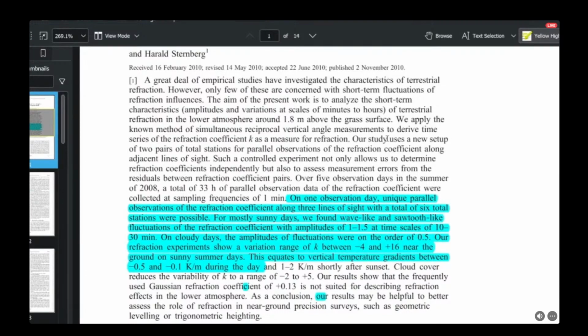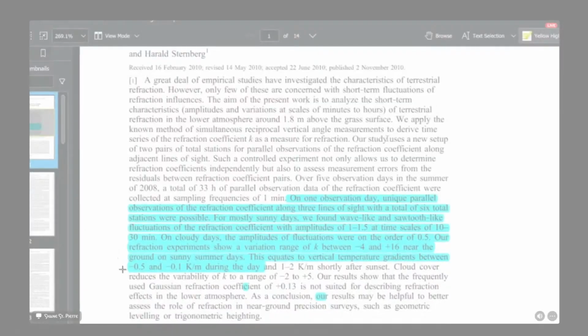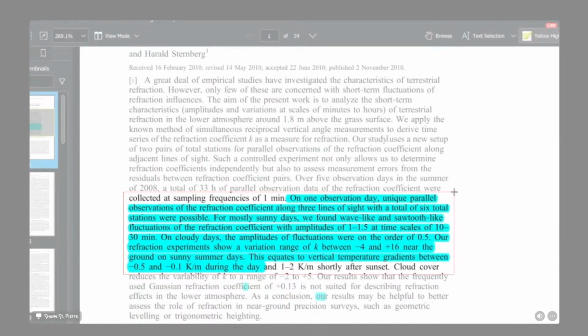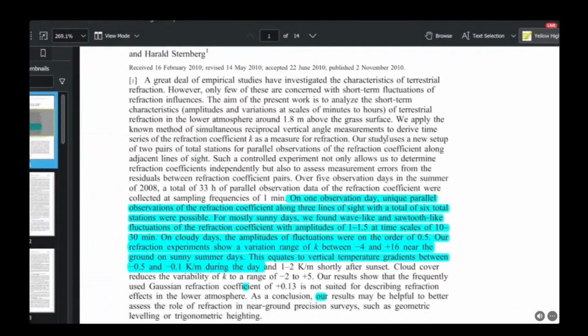So this by itself would lead you to conclude that it's possible this sphericity you're determining has always been within the margin of error, since you can't even be sure when up is up and down is down, and how level your plumb bob is. So when you're trying to do parallel angles, if you can't accommodate correct refraction, then your measurement doesn't show sphericity. Simple as that. And they went out and took unique parallel observations to test the refraction coefficient along 3 lines of sight with a total of 6 stations.